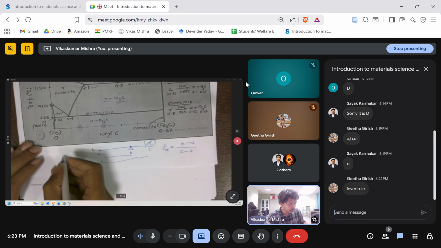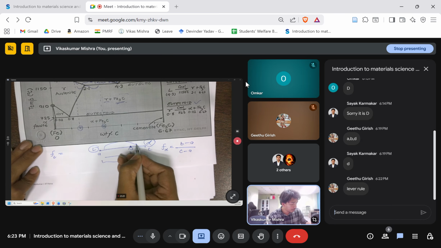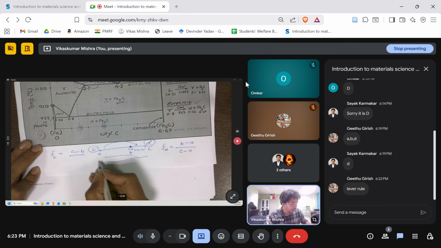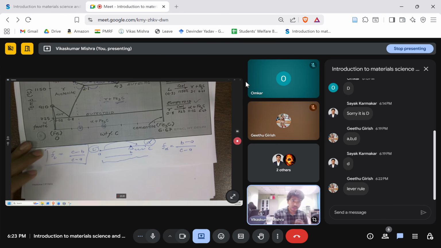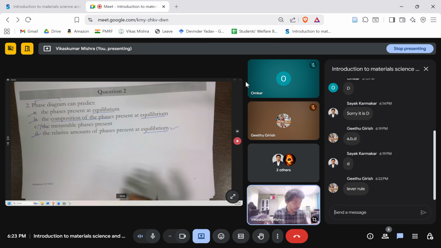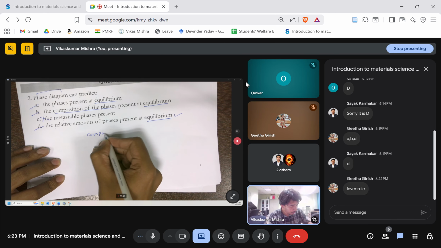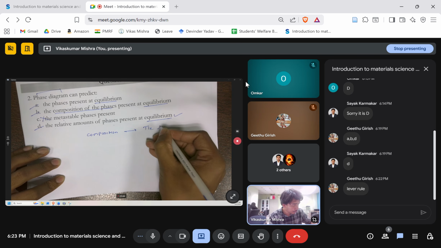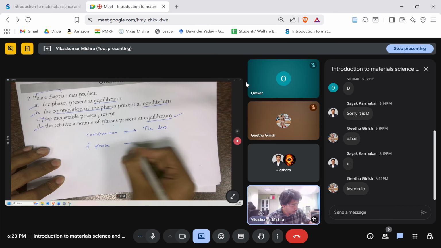Similarly, we can find the fraction of the liquid. Since liquid is this side, we'll take the opposite arm, that is C minus B, and divide it by the entire length. The entire length is again C minus A. That's great, yeah. So Guido has written, it's a lever rule. So we'll remember that in order to find the composition, we will use the tie line, and if we want to find the fraction of the phases, we'll use the lever rule.